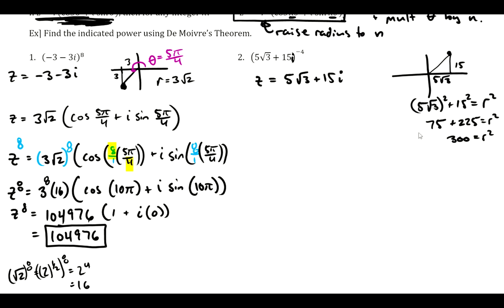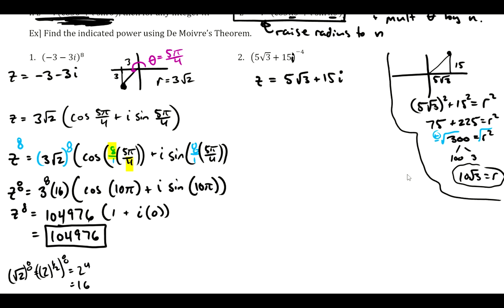Then 300, looks like that should simplify. When we do the square rooting, I remember plus or minus, but in this case we want the plus, so we'd always want them positive. But 300 is the same thing as 100 times 3, so it looks like this should be 10 radical 3. So more scratch work than the last one. This is also a special triangle, so you might have spotted it. But that is our r. All of that was just to get r.